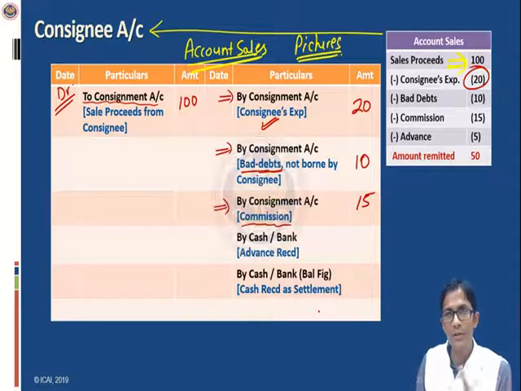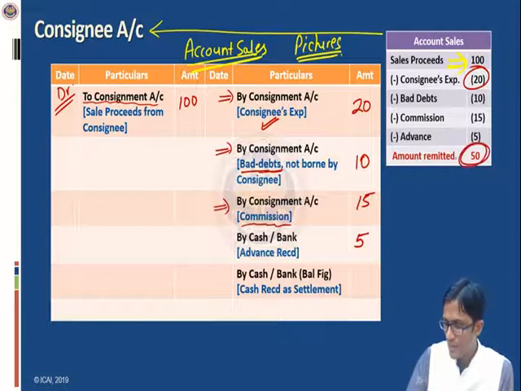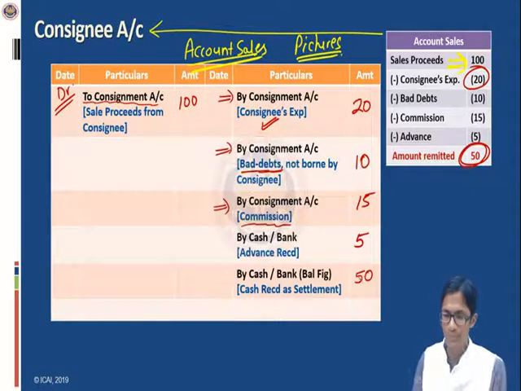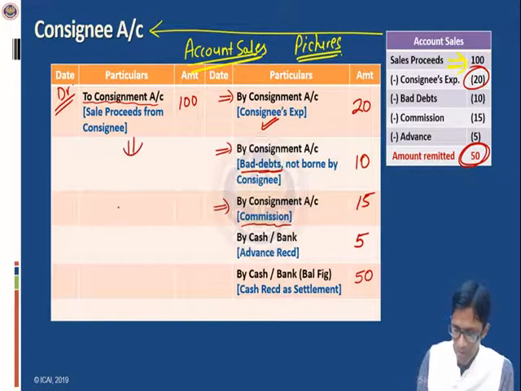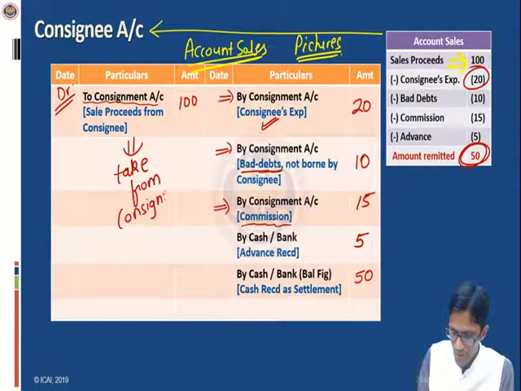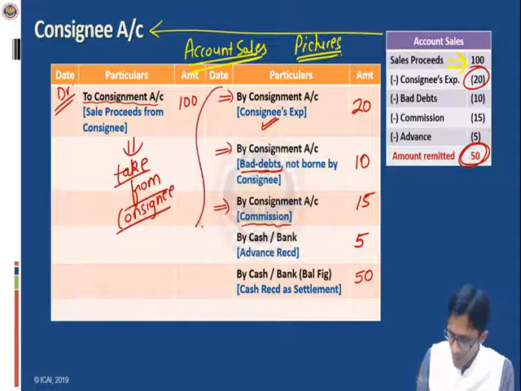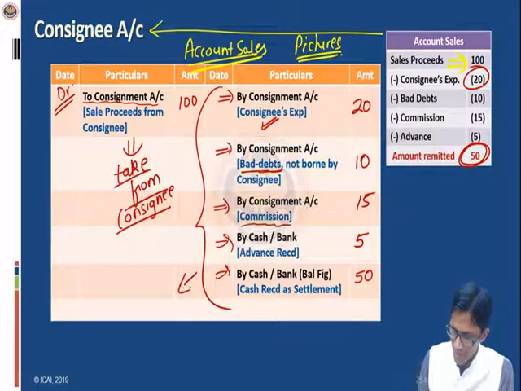Next, we know that consignee had also deposited advance money earlier, advance money of rupees 5. So he will be credited by that amount. And lastly, the amount which he has remitted, that is rupees 50, as we can see here in the account sales, that amount will also be placed on the credit side of consignee's account. So what we, as a consignor, have to take from consignee, all those things are shown on the debit side, and what I have to give to the consignee, that will be shown on the credit side.